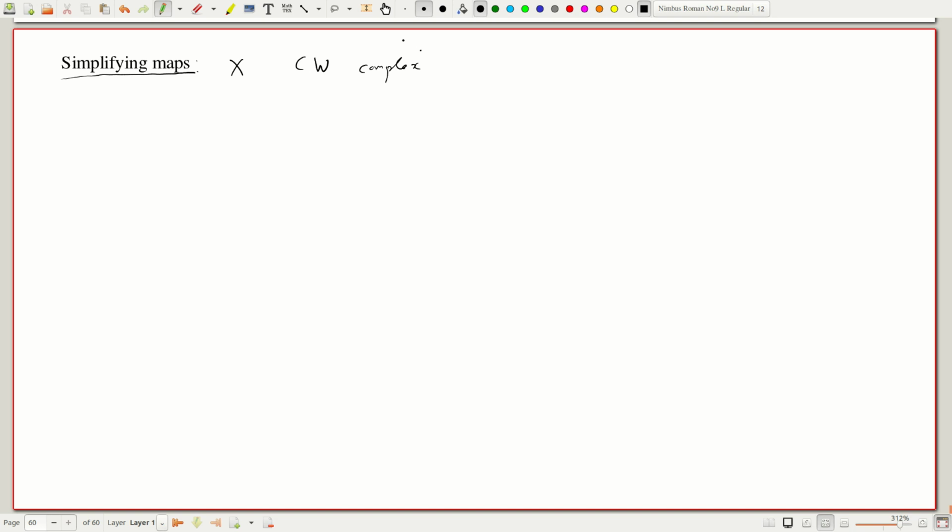So our next goal will be to simplify maps into CW complexes, between CW complexes, and so on. Simplifying here means you're changing up to homotopy, and the image of the map has certain control. It's going to avoid most cells. It's going to be in finite dimensions, and so on. And we can have more concrete control over that.